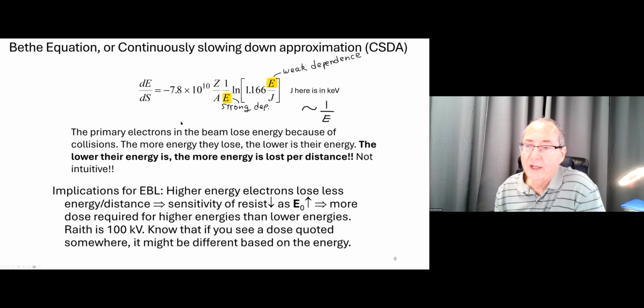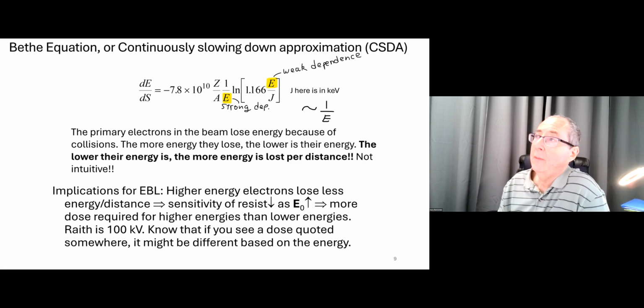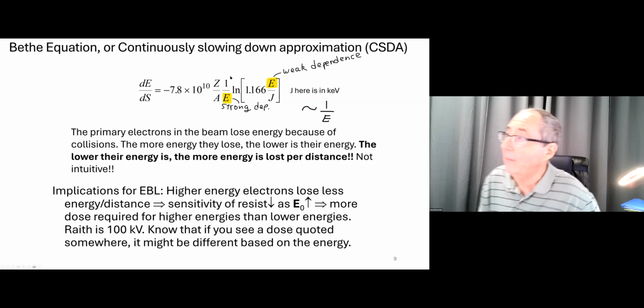This is my favorite equation. I think it's one of the most important equations in all of electron microscopy and scattering discussions about electron beams and solids. It's called the Bethe equation, otherwise called the continuously slowing down approximation, CSDA. So I like to call it the continuously slowing down approximation.